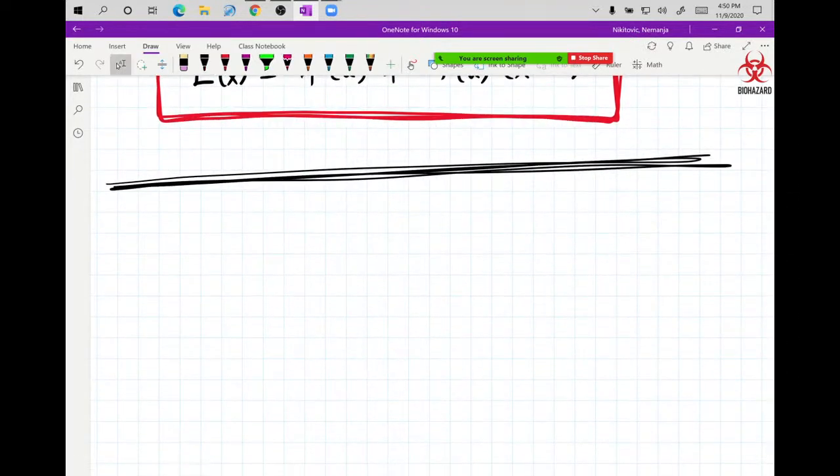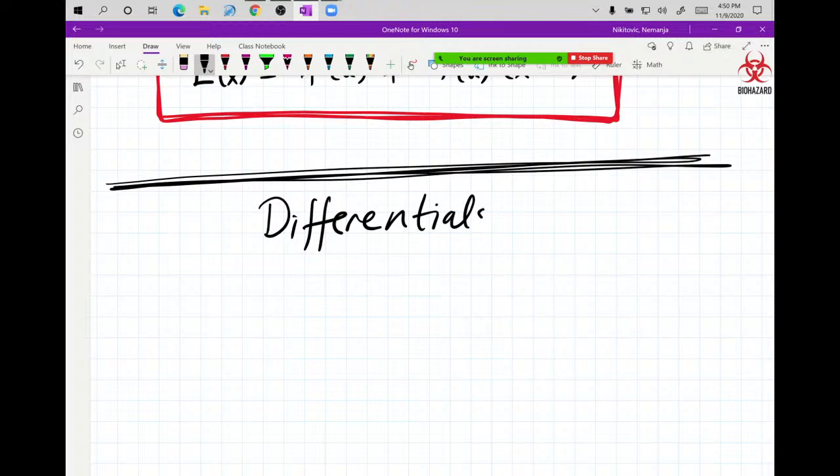The second part of this lecture is differentials. Now, differentials approximate the change.